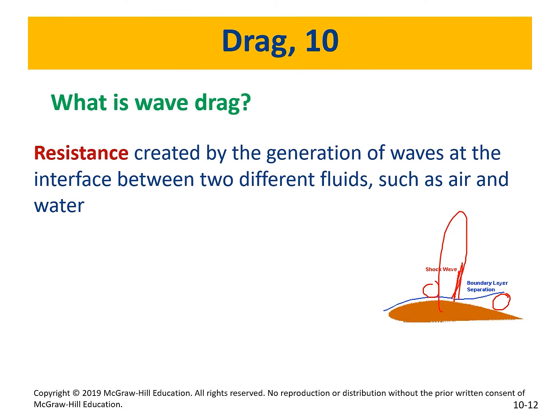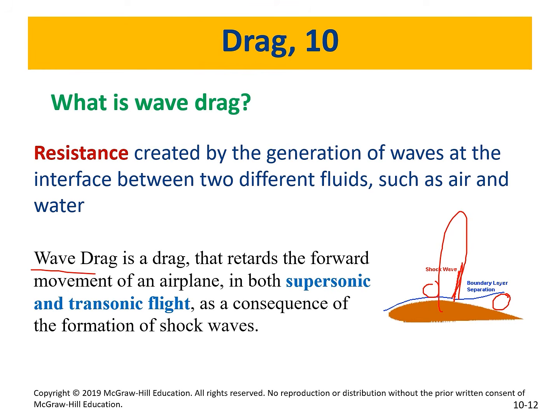So that's the resistance created by the generation of waves and the interference between two different fluids. And when I say two different fluids, it could be the same air, but with different densities, right? If it's different densities, that's different fluids. And then the wave drag is a drag that retards the forward movement in supersonic and transonic flights. Make sense? Now, this is not going to be useful for us unless you are swimming in a really, really fast current in biomechanics.